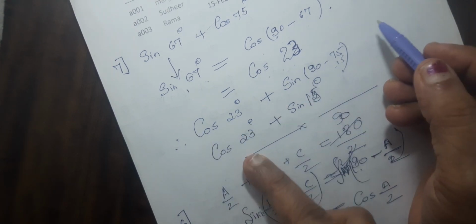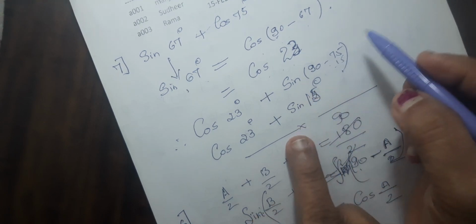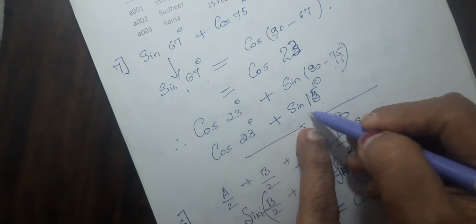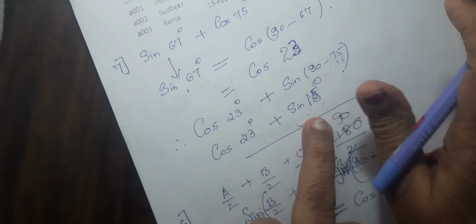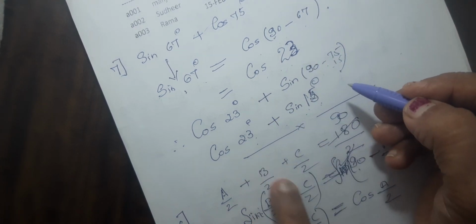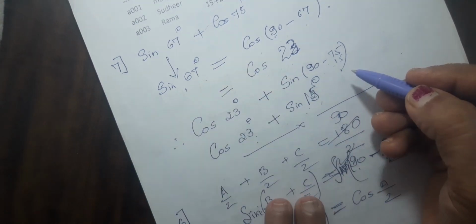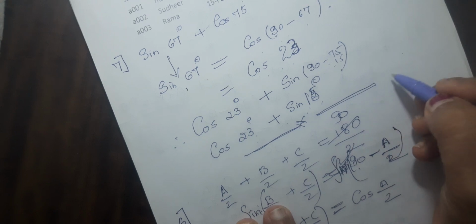Therefore cos 23 plus sine (90 minus 75), so sine 15 it will become. So cos 23 plus sine 15 degrees. You have written according to the complementary angles only, you have done the sum, and both these angles, 23 and 15, are between 0 and 45. So this is the way we do the sums, and here ends the complementary angles ratios.